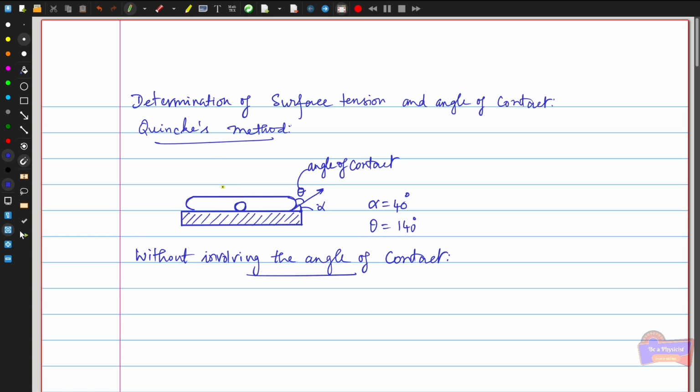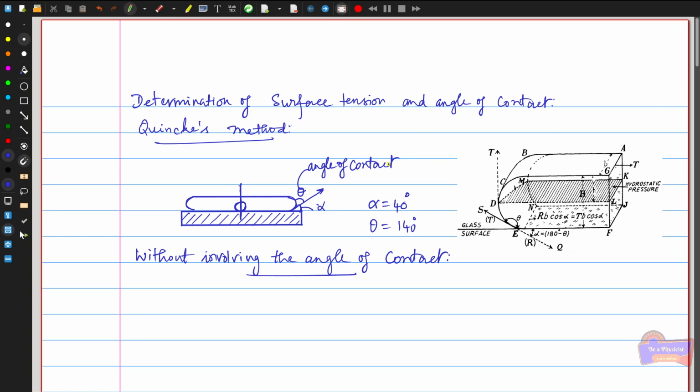Suppose you consider a large drop of mercury whose central part is perfectly horizontal. If you separate this liquid in half, that means by a vertical line into the left side and the right side, and consider only the left part, the thin slice of this liquid drop, shown by A, B, D, E, F and G in this figure, is the one half of the drop.